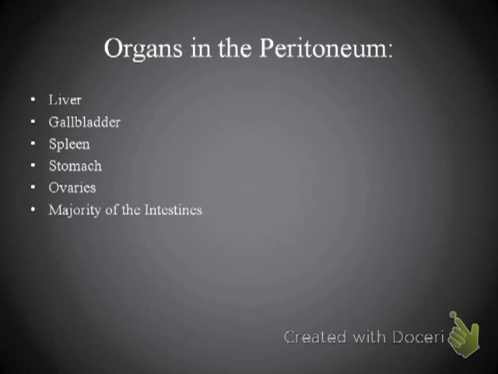Organs that are in the peritoneum are the liver, gallbladder, spleen, stomach, ovaries, and the majority of the intestines. So as you can see, the peritoneal cavity or the peritoneum actually houses quite a few organs.